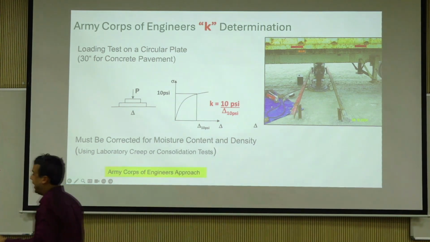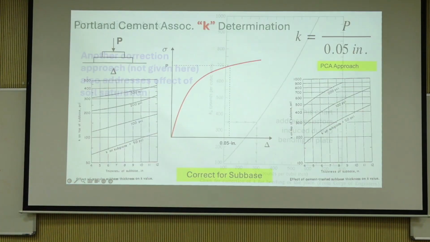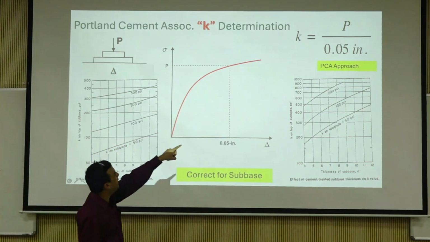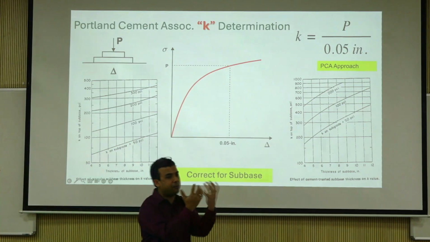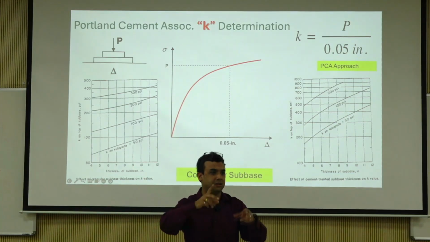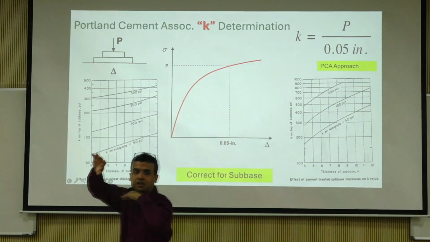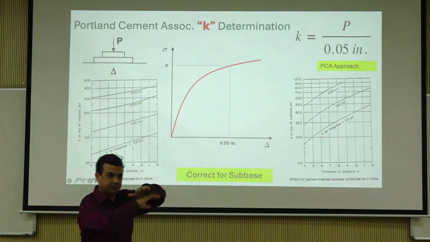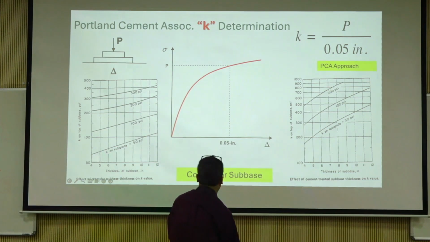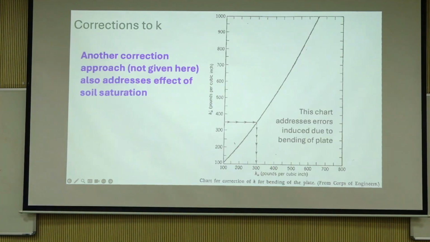Whereas the Portland Cement Association for concrete pavement design, I'll show it in a second, what they do is take the pressure divided by a given deformation of 0.05 inches. So there are two ways to measure, right? One is fix the target stress, then measure the corresponding deflection. Here they are fixing the deflection and measuring the corresponding stress. Which one it is doesn't really matter. You just need to know what you are trying to do.